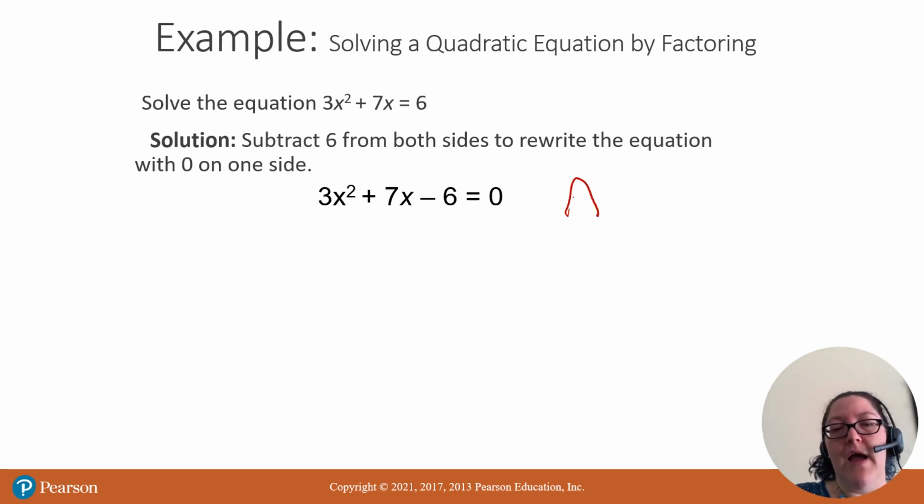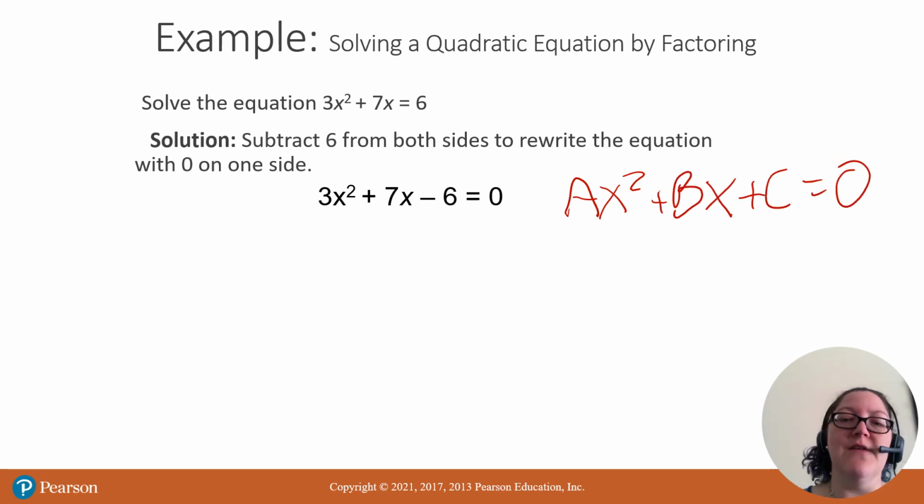Now, how do I know which one is the a term? Well, do remember that on the previous slide, I talked about how ax squared plus bx plus c equals 0 was our basic format of a quadratic equation. That a is always attached to the x squared.